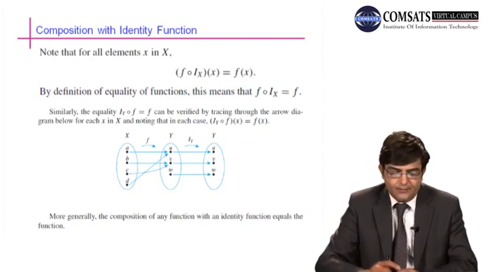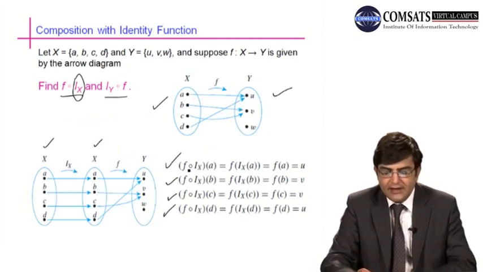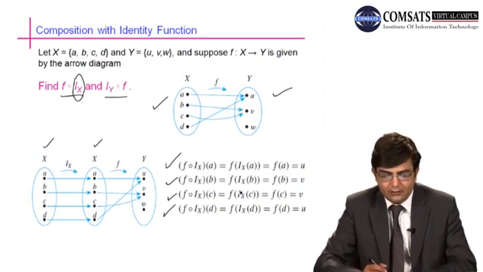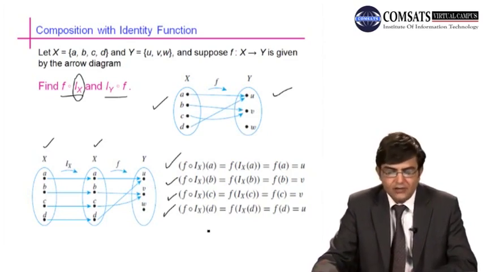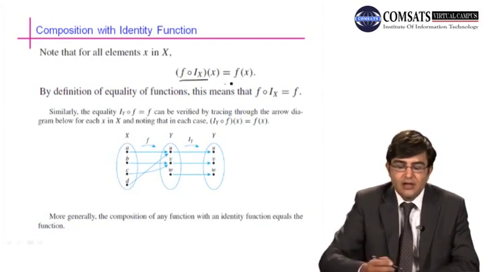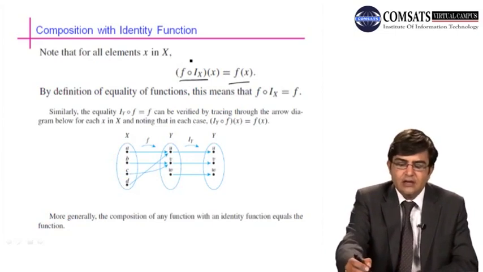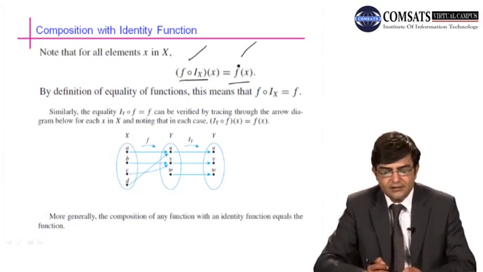So note here that f circle I x of x is equal to f of x, meaning the images of this function are equal to the images of this function.